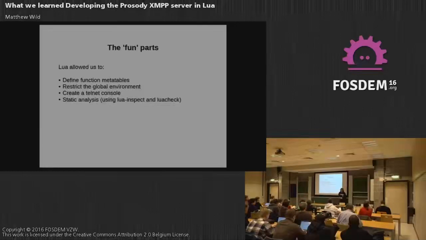So the other interesting thing we did was we created a telnet console. When you're running a Prosody instance, you can actually telnet into the server, and you can request any variable, run any function, or just poke around, and you can even redefine functions. And it's really great for debugging. And yes, it has been used to hotfix production systems before. It was inevitable.